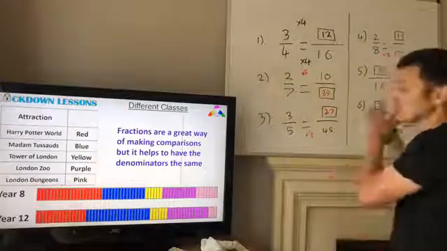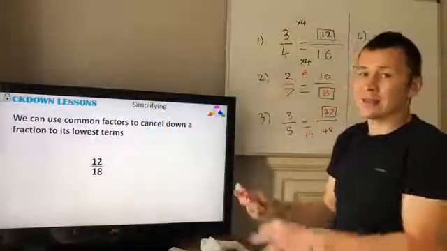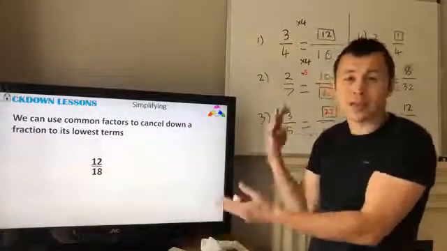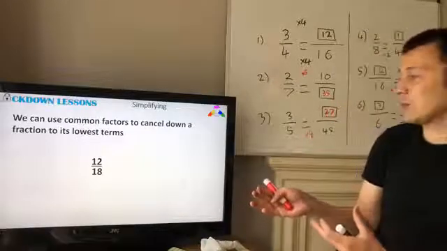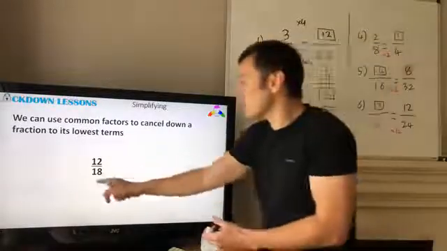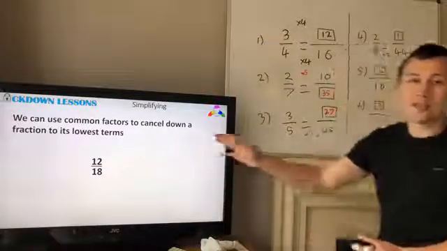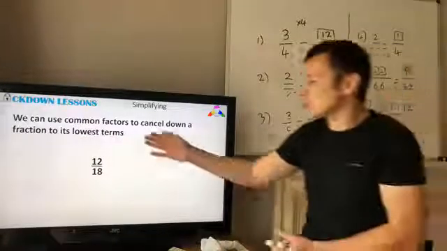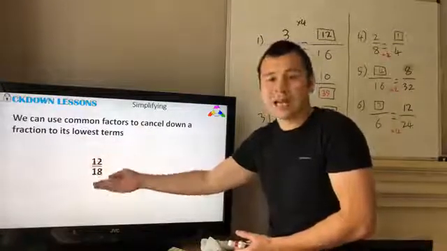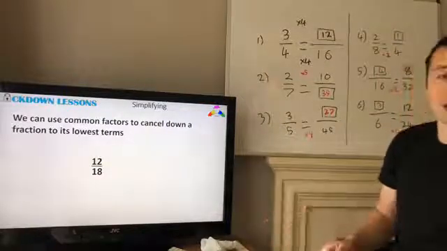Okay, now we want to simplify our fractions, so we want our fractions as simple as possible. This is all going towards adding fractions, which is a hard bit, so I hope you find this quite easy. If we've got 12 out of 18, we want to cancel this down. We want this in its simplest terms, so as small as possible. We want to get the class size as small as possible without going into decimals.